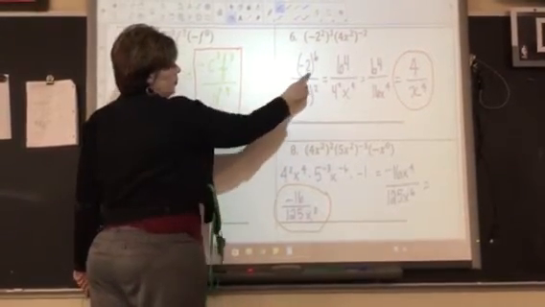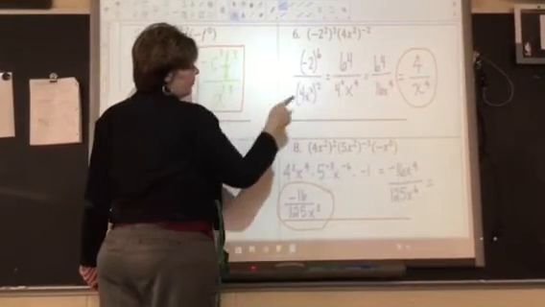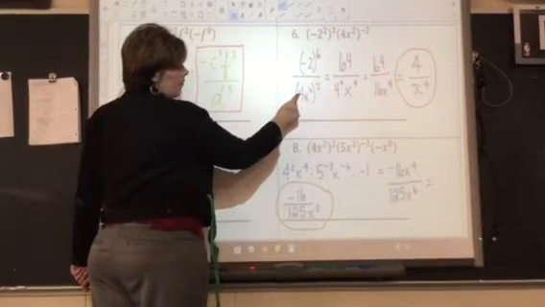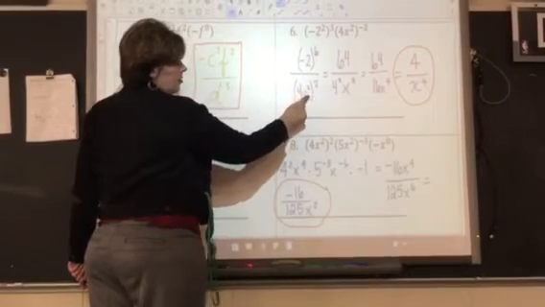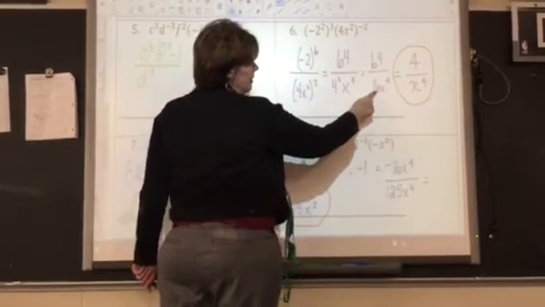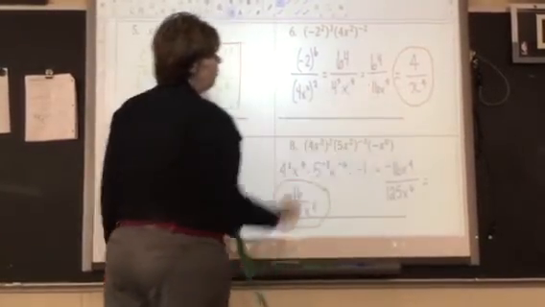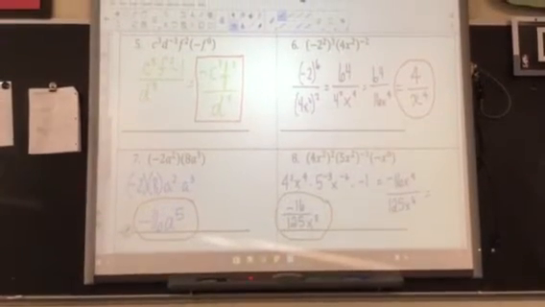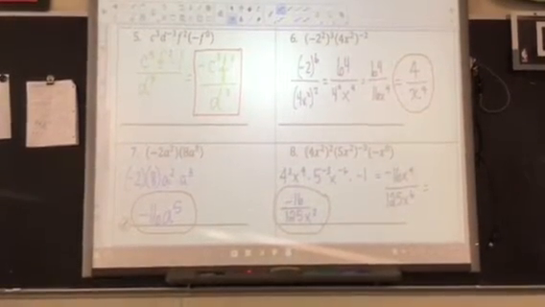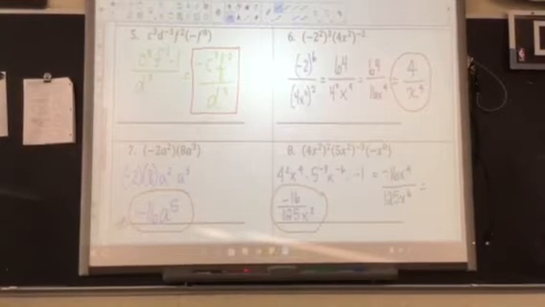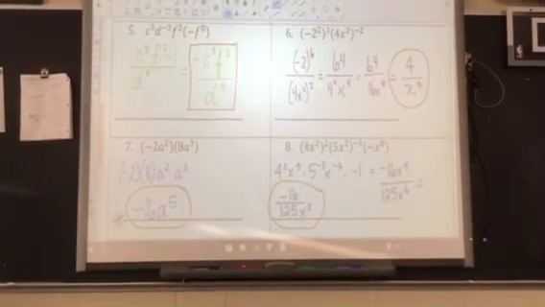Now I'm going to use my rules. Negative 2 to the 6th power is 64. I'm going to distribute this. 4 squared, x to the 4th. I know that 4 squared is 16, so I have 64 over 16x to the 4th. Reduce. I end up with 4 over x to the 4th. How are we doing? Good.